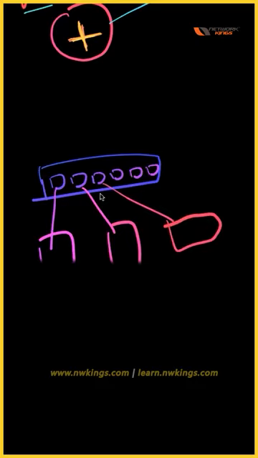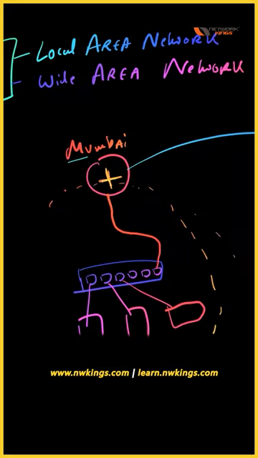Below this network, you can simply say there is a device which is a switch. It has ports where we can connect our computers, servers, printers, or any type of network device. And this switch is actually connected with your router. So this area, you can say, is a LAN network.